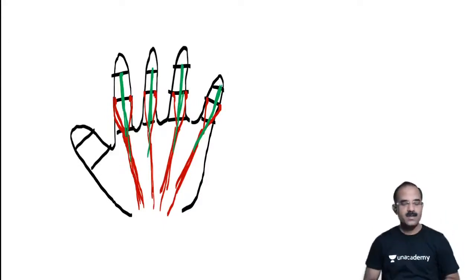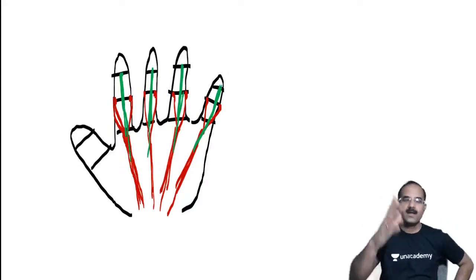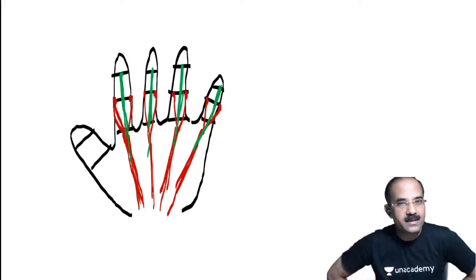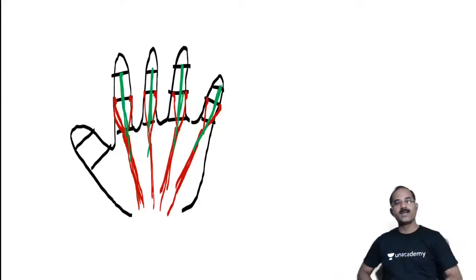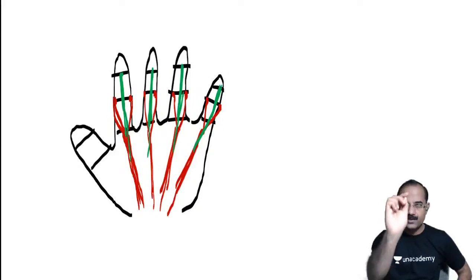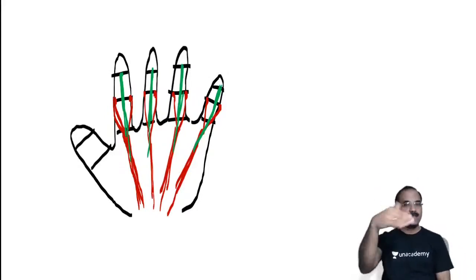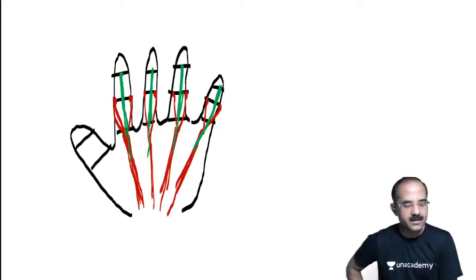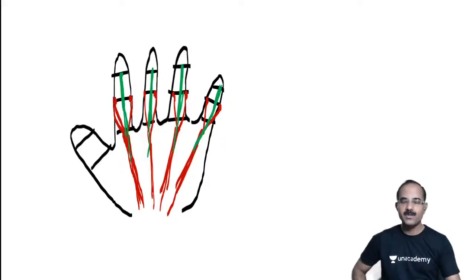Only the profundus. So you get many clinical MCQs like, a football player meets with an accident. He meets with an injury and he's not able to flex the distal interphalangeal joint of the fingers, which tendon is ruptured? So your answer is going to be the flexor digitorum profundus.